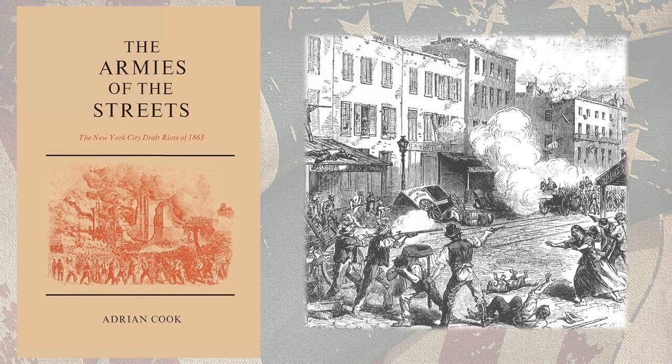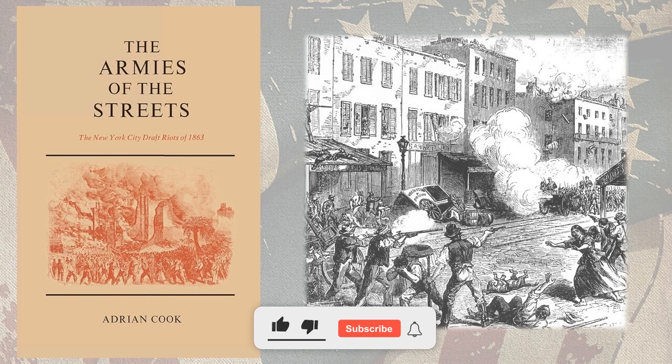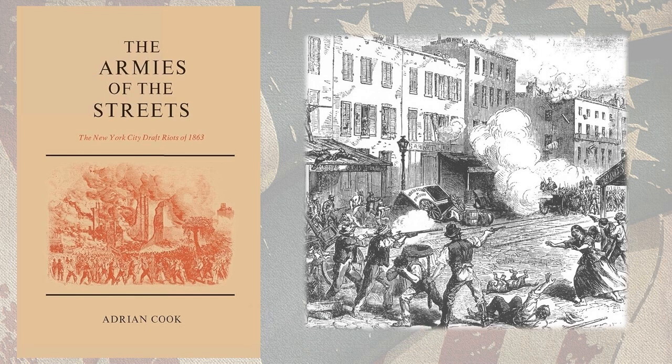Well written, detailed, thoroughly documented, it should be the last account of these events, unless new major information emerges. It should put to rest a lot of the myths that are repeated endlessly, especially the inflated death counts. The author, Adrian Cook, demonstrates that the death toll was under 120, and most of the dead were those who protest against the draft turned violent.